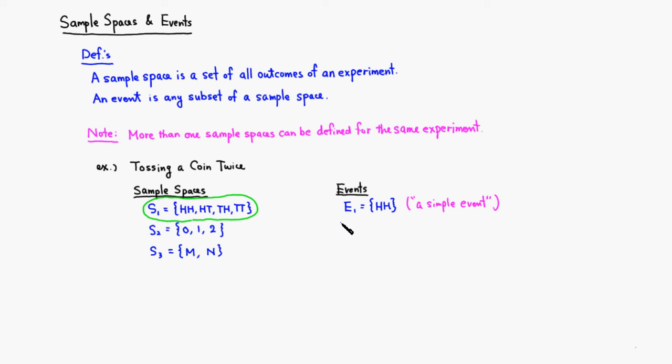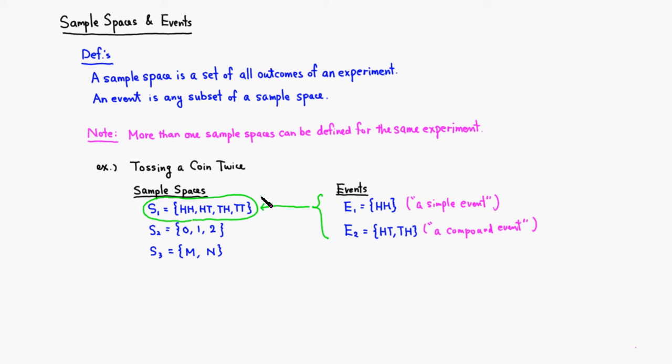And you could have another event, I'm going to call it E2. It could be, say, getting exactly 1 head. So it's either head tail or tail head. When you have more than one outcome in an event, it is called a compound event. So these are the events based on S1.